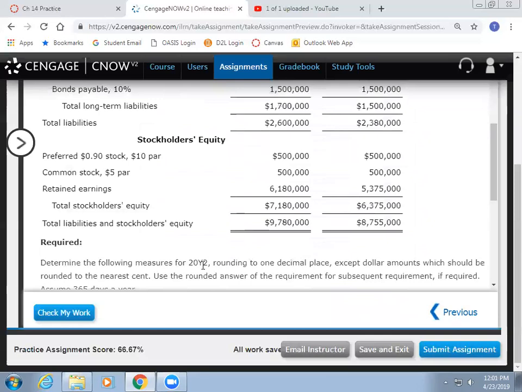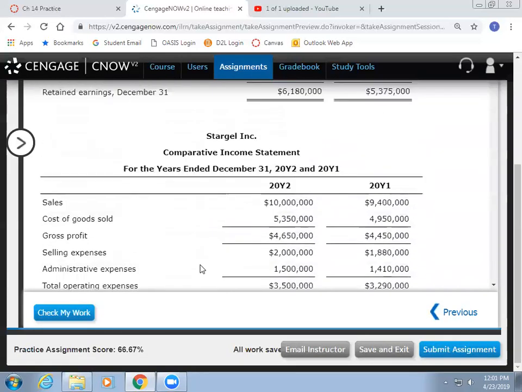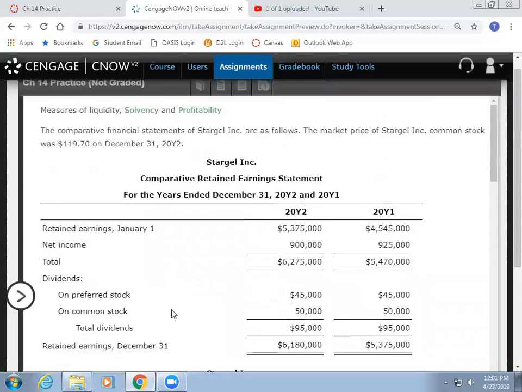I know there's a lot of information, right? They give you the market price up at the top. So on those last few ratios, when it's referring to the market price per share, it's not in any of the statements. It's just listed at the very top. Okay, so those are some common pitfalls.